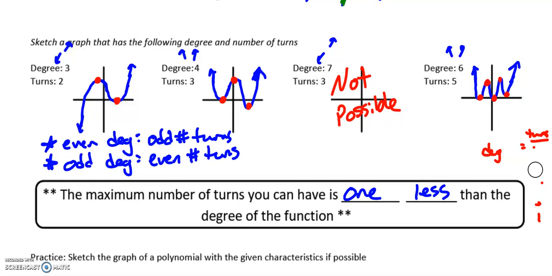If I change that a little bit, think of it maybe as a degree 6. Nope, let me change it to a different number. Let's say degree 5. There we go. My maximum number of turns would be 4, or I could have 2, or I could have 0. A little hard to imagine 0 turns, but we'll see it here in a second. Those are the only options for a number of turns that I can have.